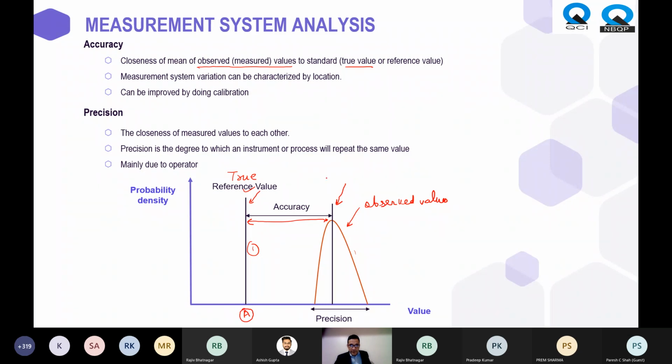And for my observed value, this is my location. So that's why it's written that measurement system variation can be characterized with location. So you see the true value, it's falling here, and the captured value which I have captured and took average out of it, it's coming here. So location, you see the location spread, how far these are. That also is another way of saying accuracy. If I say how to improve it, if we do calibration, we can improve it.